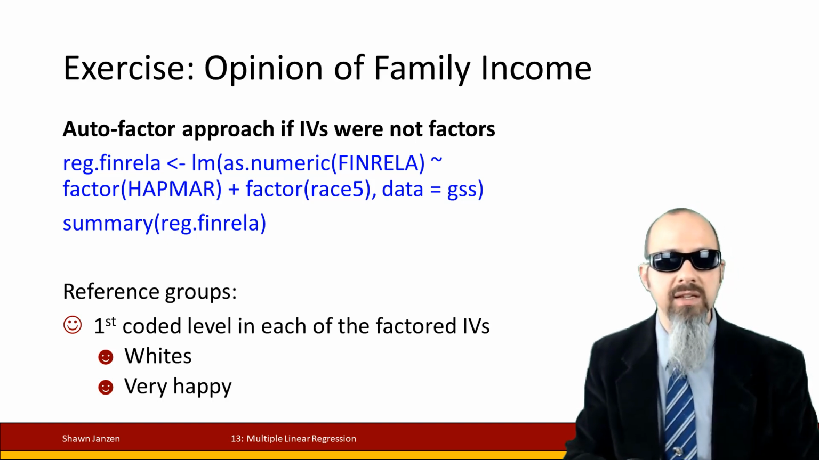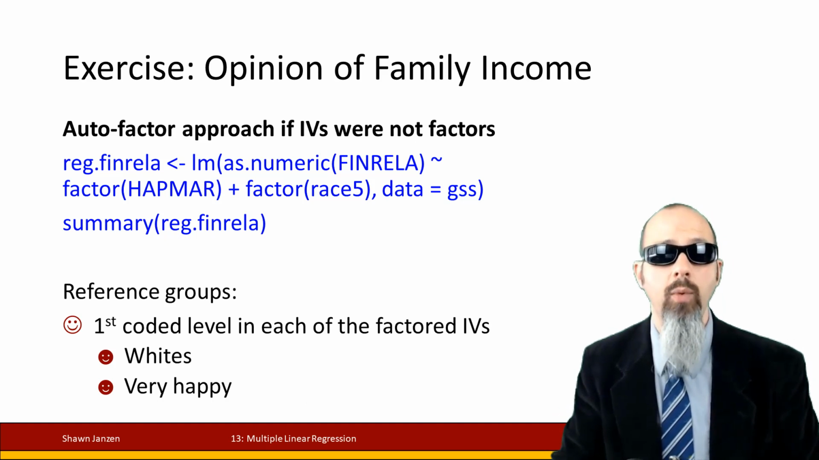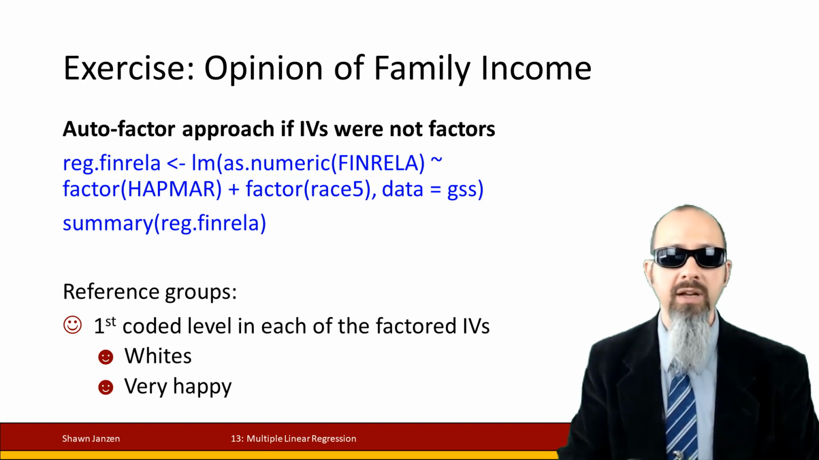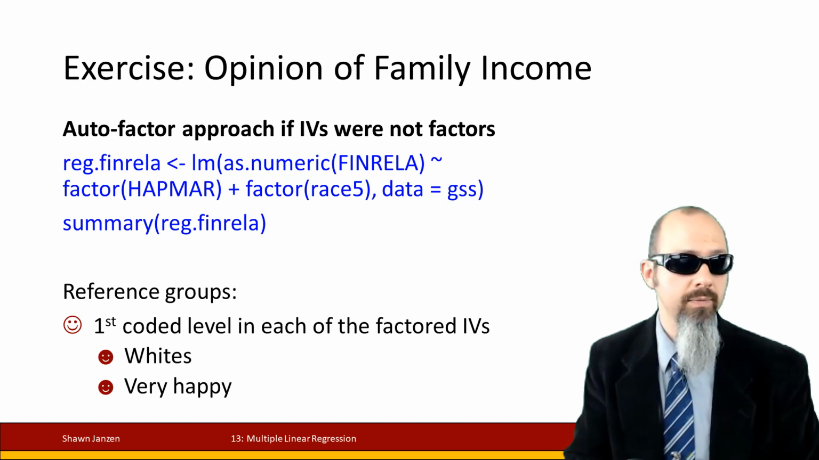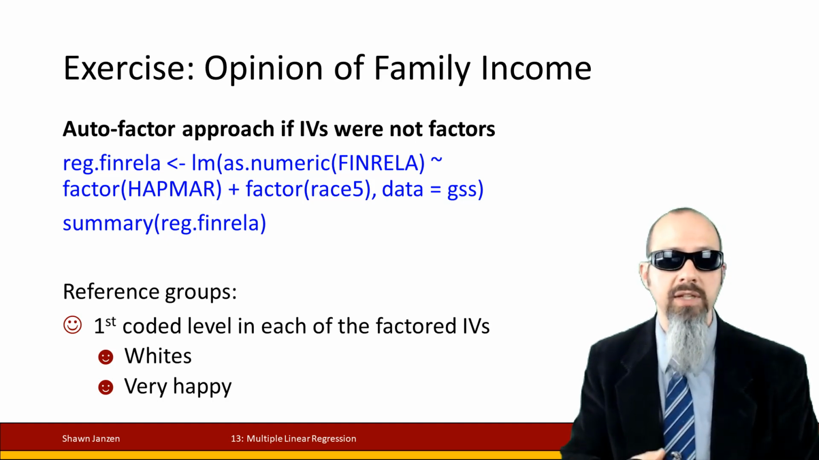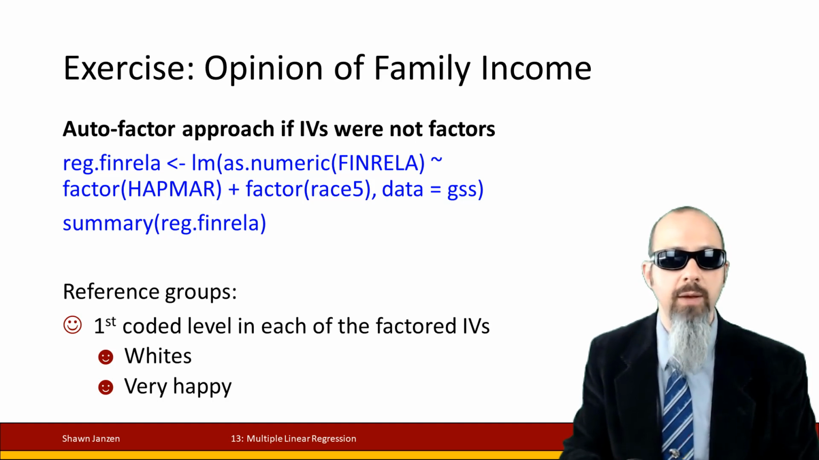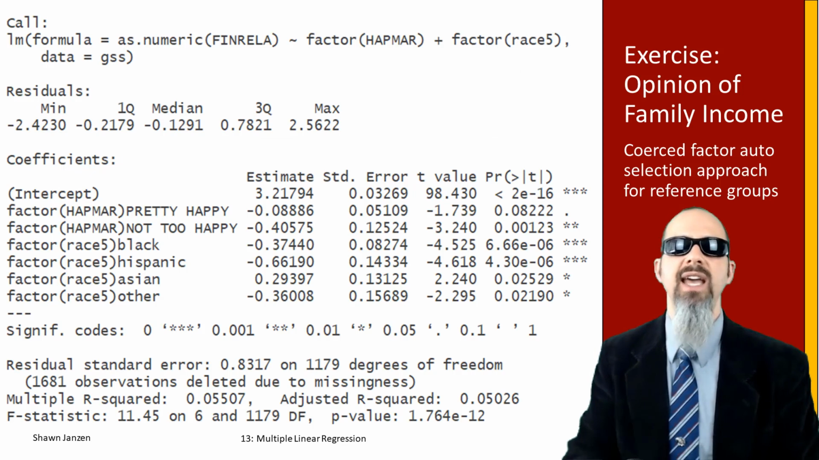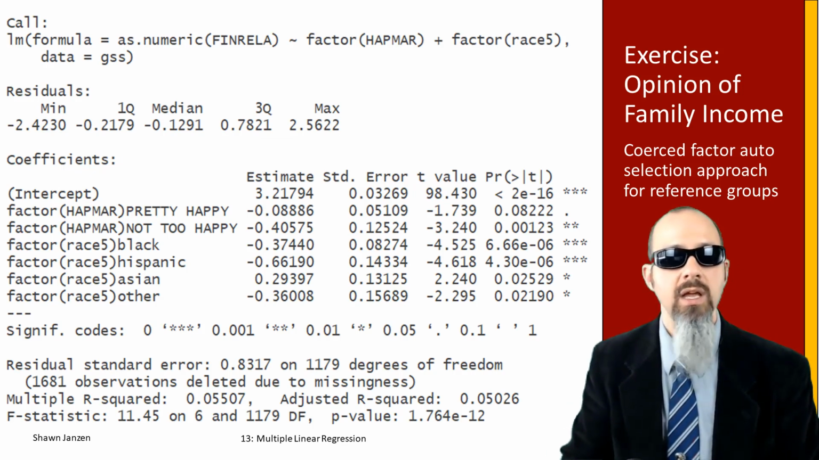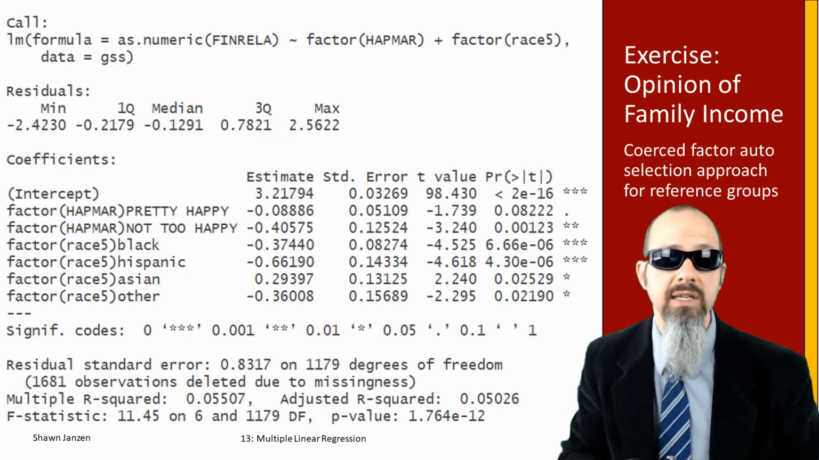Now in this case, hapmar and race5 are already factor variables. Putting a factor function on them is not going to hurt the variables themselves, but we could use this just as a brief example. If these happened to be coded, let's say, as characters, this would work out. So let's put factor on each of these variables here and see how it works. I'm going to get the exact same regression coefficients again. Nothing's going to change between each of these three methods.